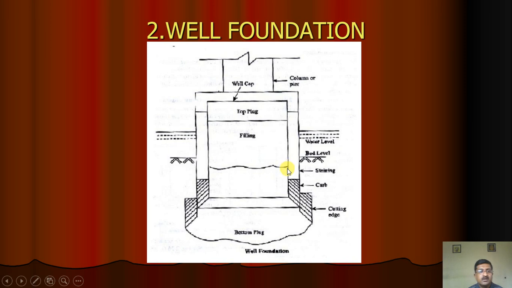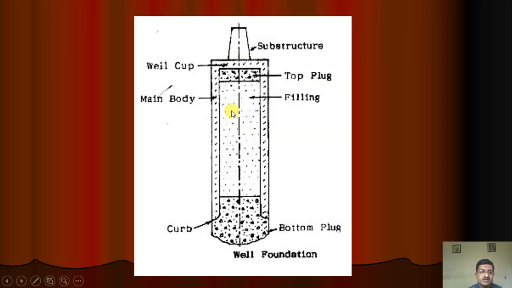Then next is the well foundation. These are generally used for bridge piers. You can see here the bridge pier is resting, but at the bottom this concrete plug is placed. These are called the curb or cutting edge there. This is an RCC well, which is placed on this bottom plug.